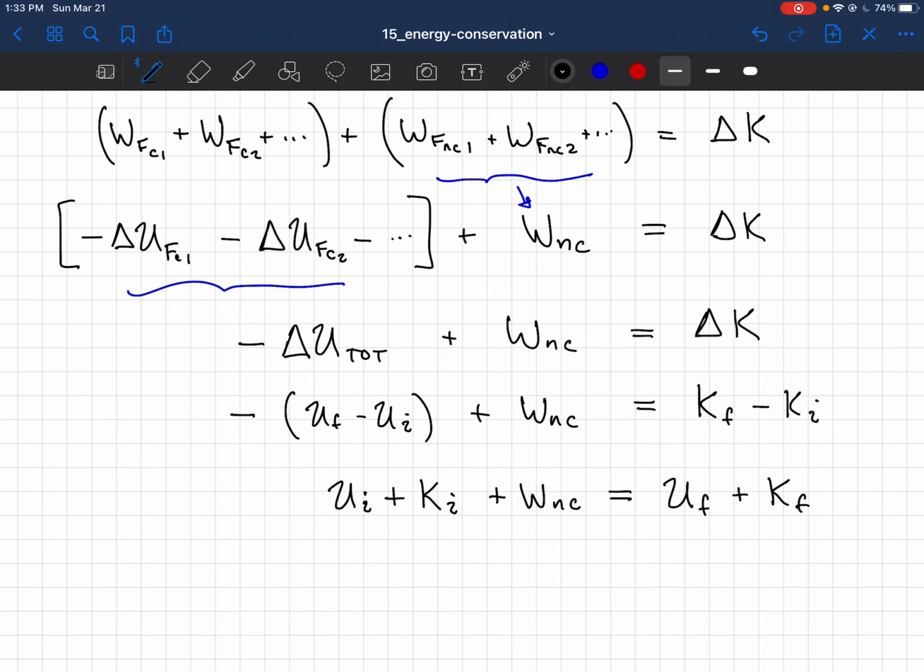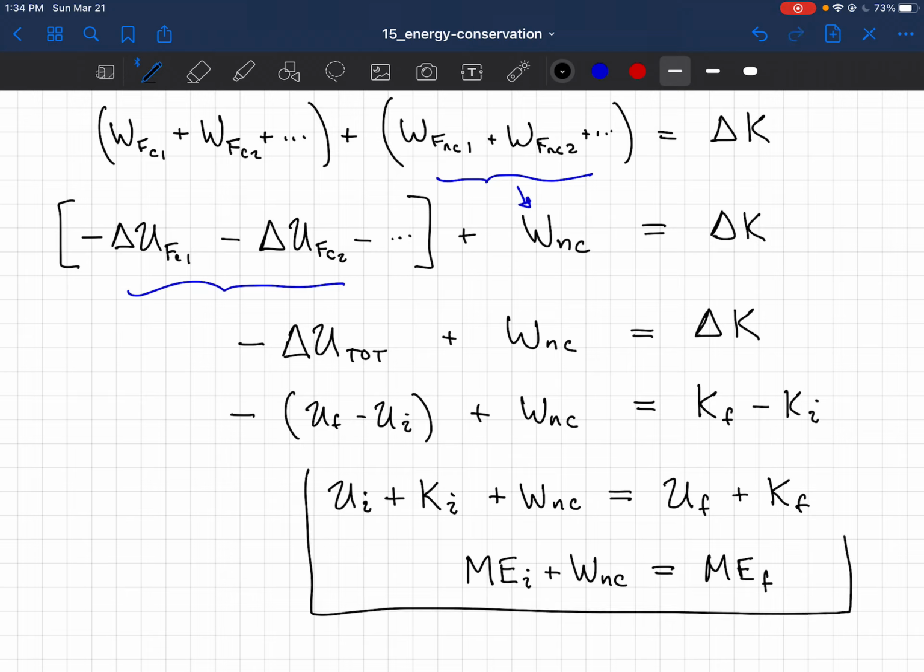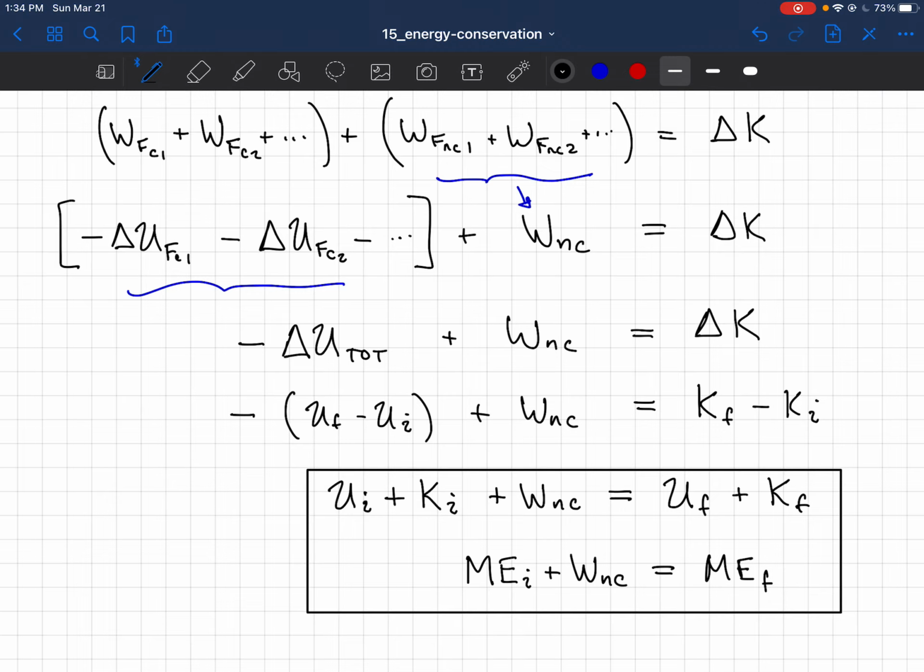And this is the statement of conservation of energy. I can write it in one other way, which is to say that the mechanical energy initial plus the work non-conservative is equal to the mechanical energy at the final. When we say initial and final, we just mean at some initial time or initial position versus some final position, final time. So this is conservation of energy.